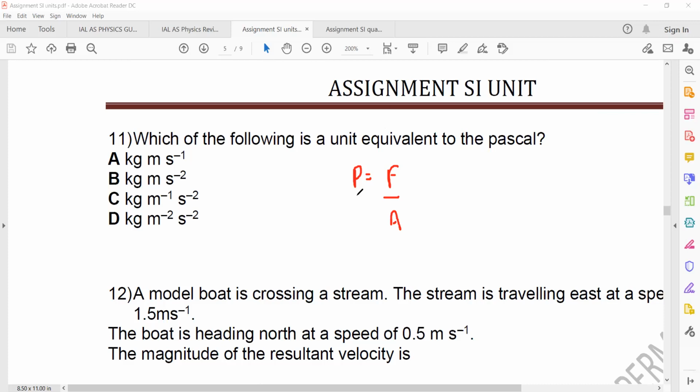So when we work it out, as we know, Newton is kilogram meter second to the power minus 2, and area is meter squared. So the meter terms will cancel and move up. So it will be kilogram meter to the power minus 1 second to the power minus 2. That's why C is the right answer.